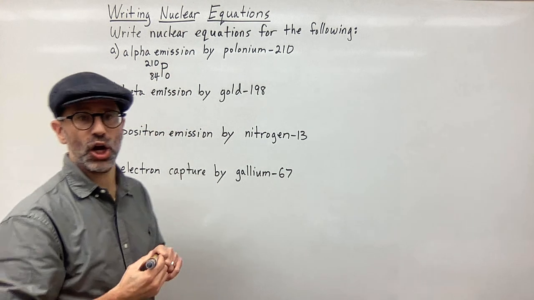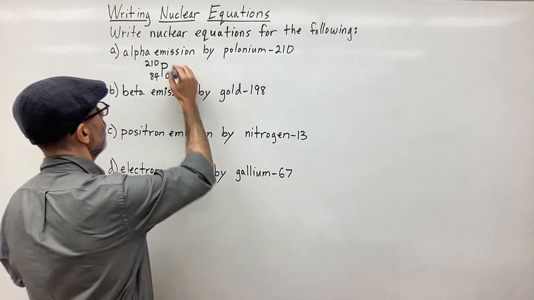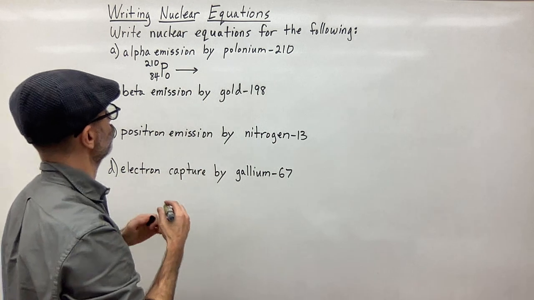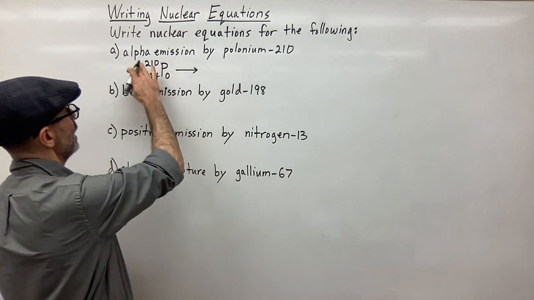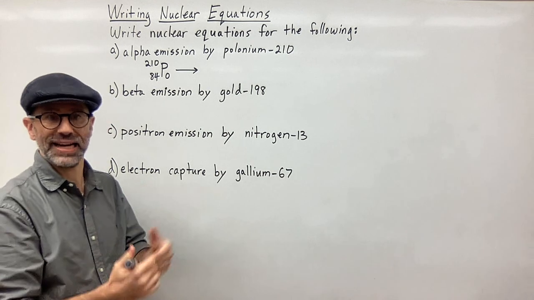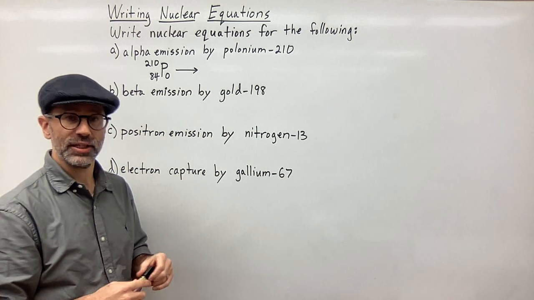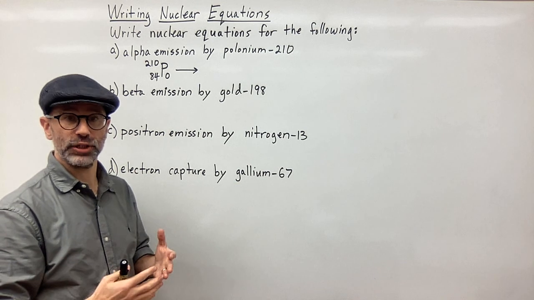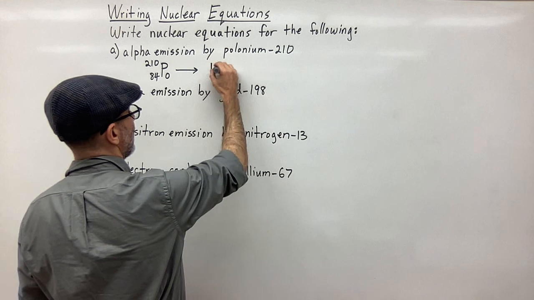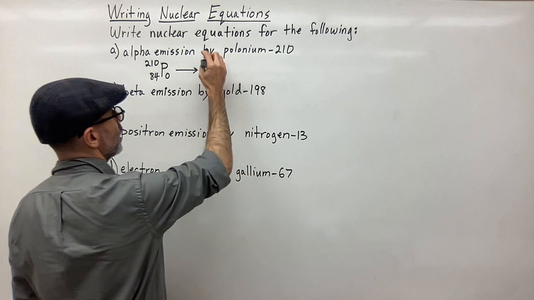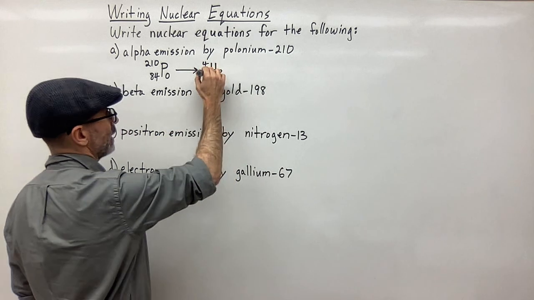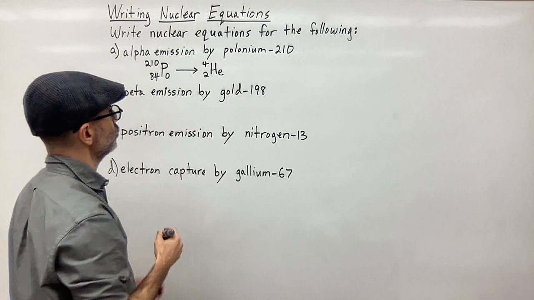Okay, so it's going to undergo an alpha emission. So this is the only reactant. This is going to decay into something else plus an alpha particle. So you have to know that if you undergo alpha emission, then one of the products is an alpha particle, and you have to know what an alpha particle is. An alpha particle is a helium nucleus. So you can symbolize this as He, with a mass number of 4, and it has 2 protons, so it's atomic number 2.